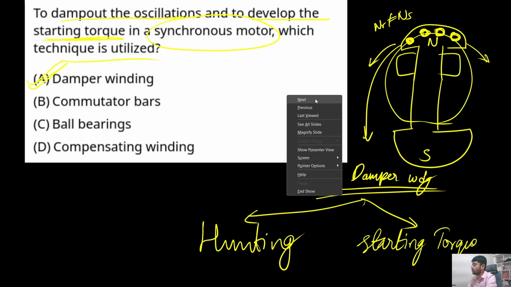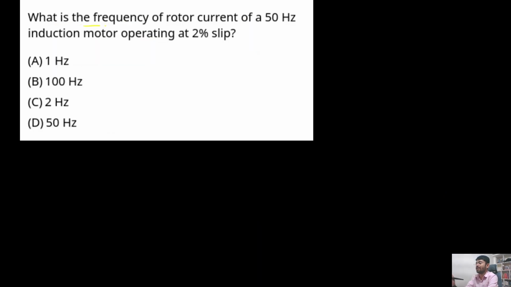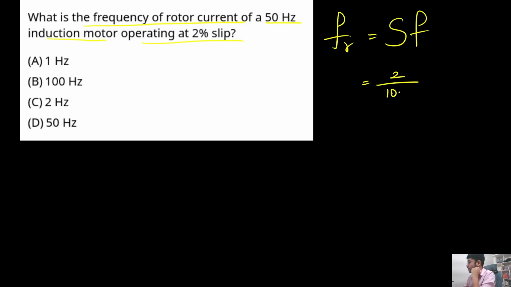So let's go to the next question. What is the frequency of rotor current of a 50 Hz induction motor operating at 2% slip? We know that the rotor frequency is equal to slip times the supply frequency. So what is the slip? 2%. So 2 by 100 into 50, so 0.5 into 2 is equal to 1 Hertz. So what is the correct answer? Option A is the correct answer for this question.